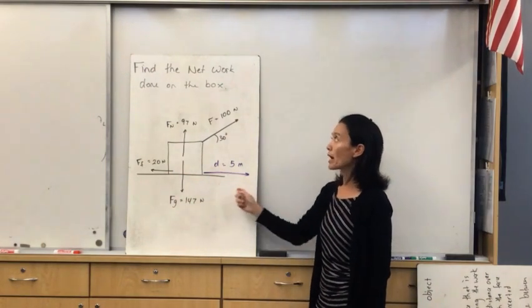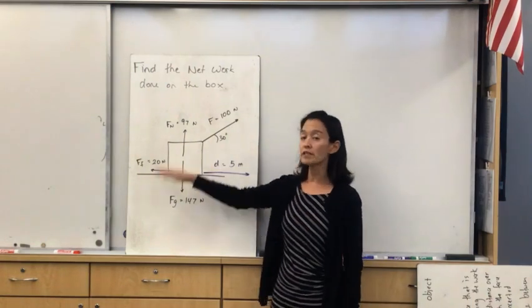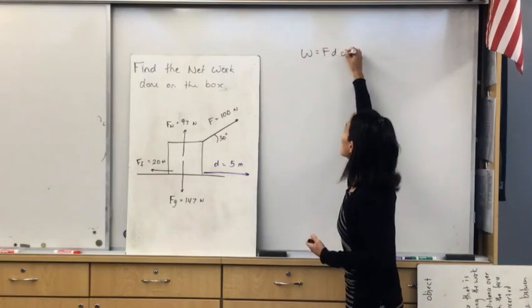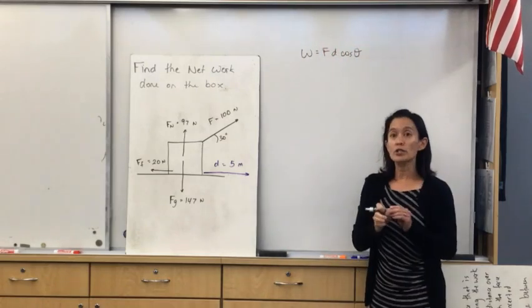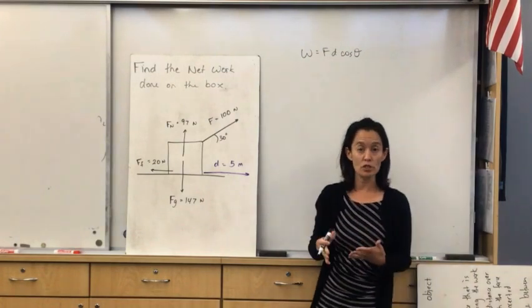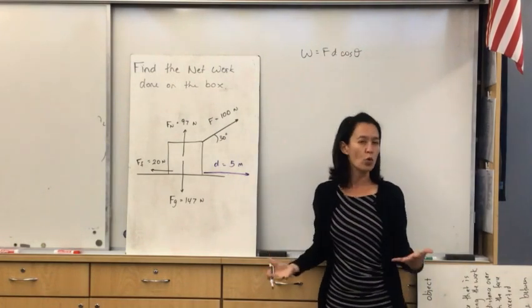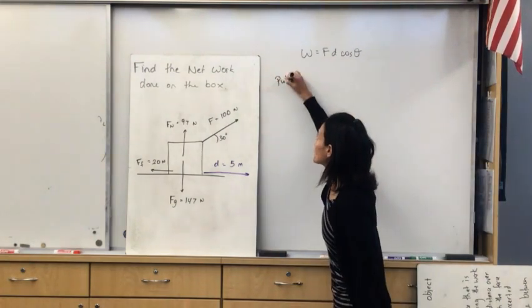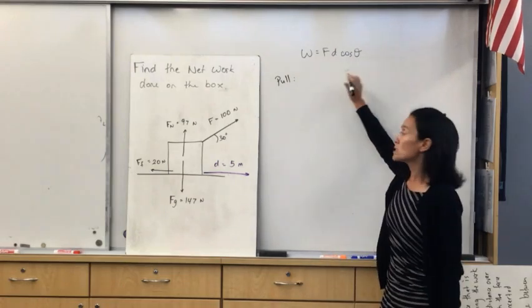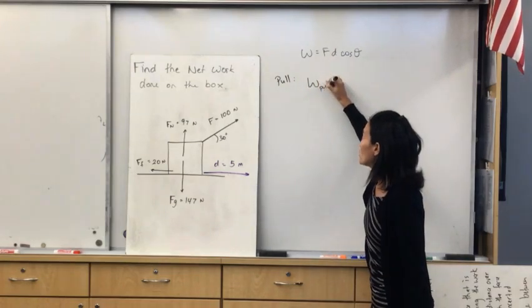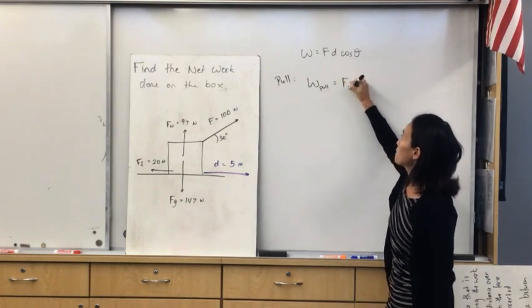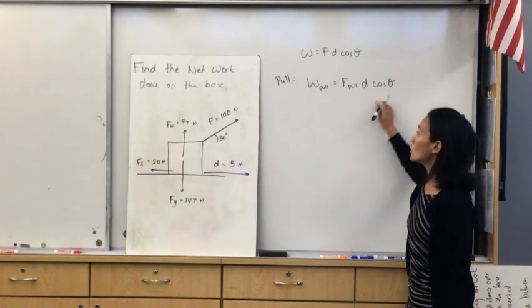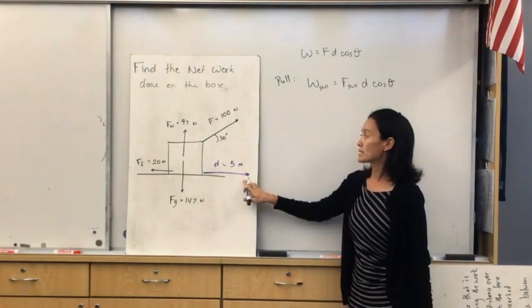We're going to apply our work equation, work is equal to F d cosine of theta, to all of these different forces. We'll figure out the work done by each individual force, and then the total work, or net work, done on this box. If I think about my pull, the work done by my pull is going to be the force of my pull times the distance times the cosine of the angle between my force and my distance.